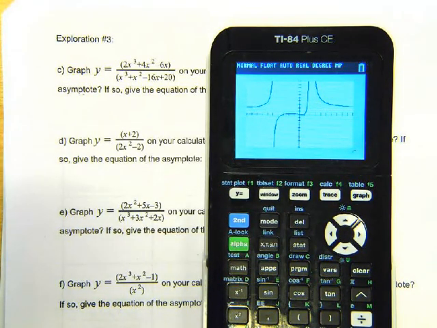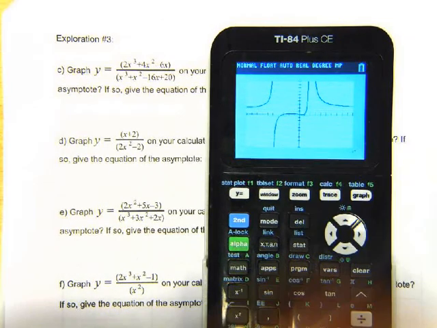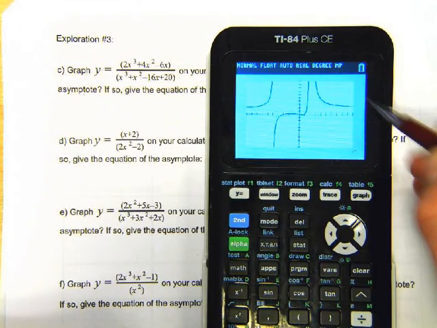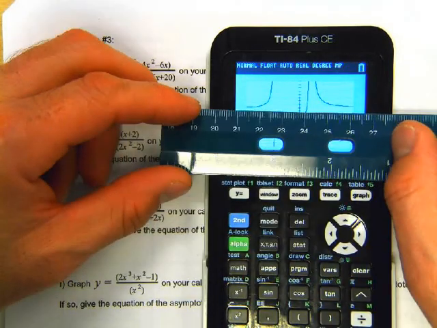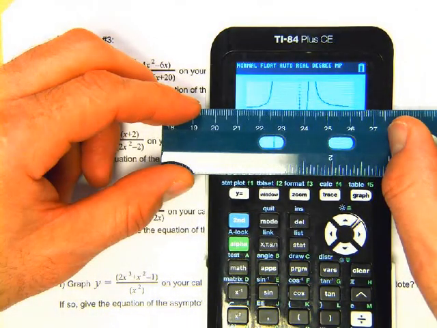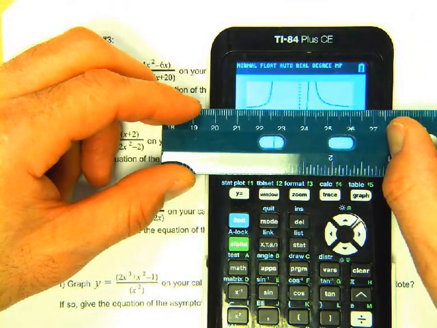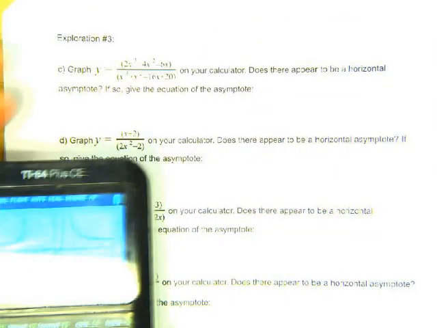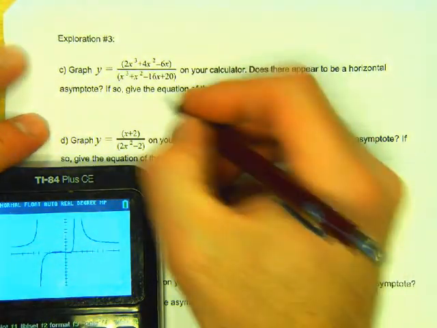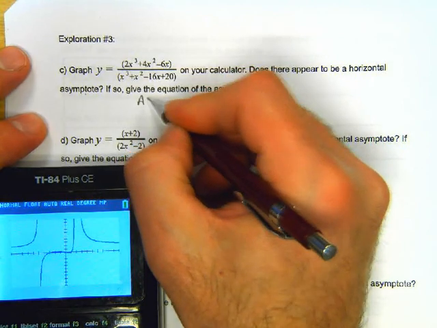What do you think? Does it look like there's an asymptote there? Now remember, the asymptotes only really affect the function when x is big. So if you look way out here where x is big and way out there where x is big, does it look like there's an asymptote? Yeah, it does. I'll tell you what, let's do something.